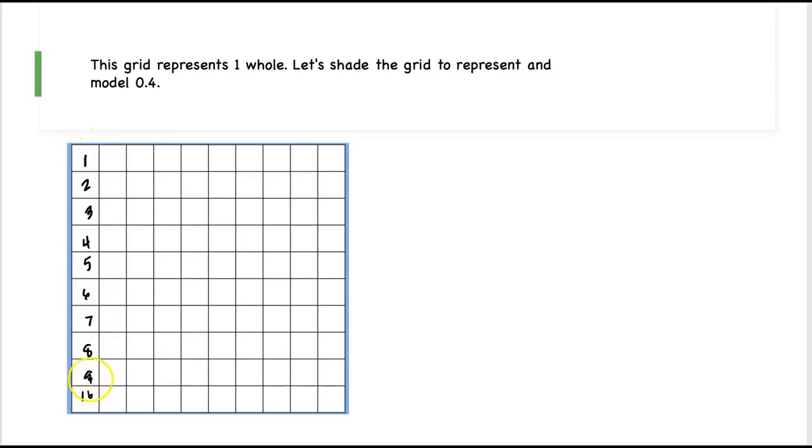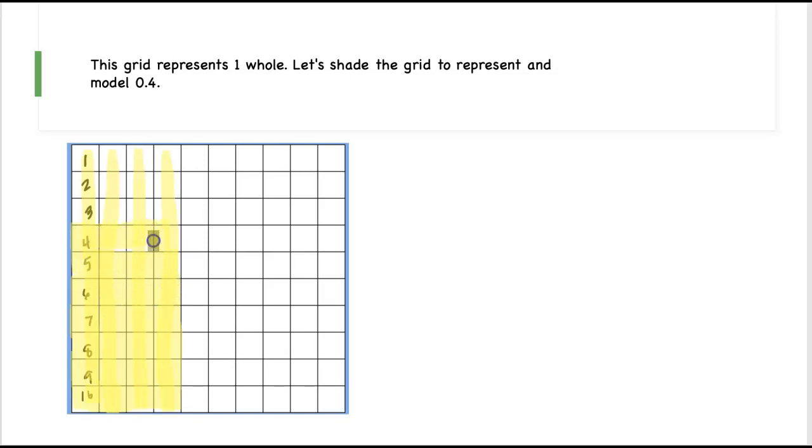So one column represents 1/10 stick. If we've got 4/10, then we know that we're going to shade 1 whole stick, 2 whole sticks, 3 whole sticks, and 4 sticks. So this right here in yellow represents 4/10.